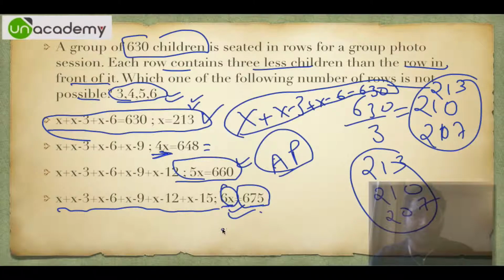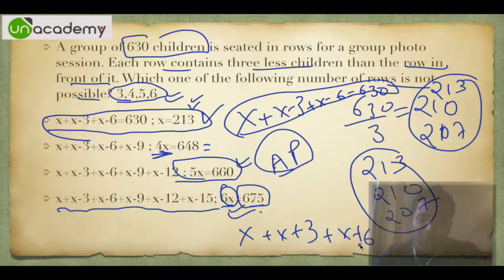You have to assume the number of children sitting in a row is x. Then the second row will have x minus 3. You can also do it like this: let's say the last row is x. Then the row before that is x plus 3, then x plus 6. If you do it by this method also, the answer will come. Is that understood? Both methods are correct.